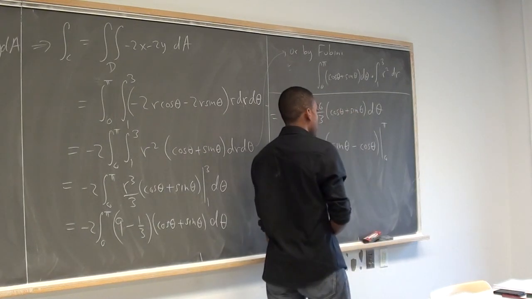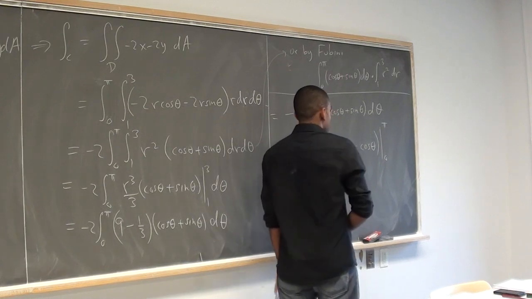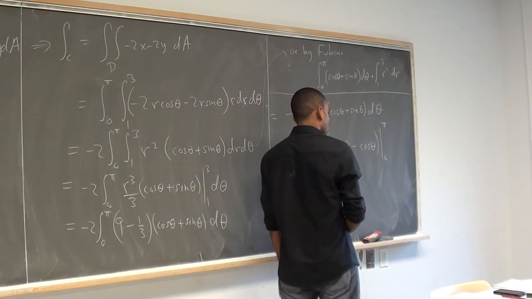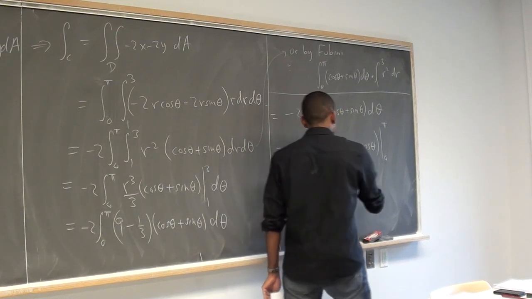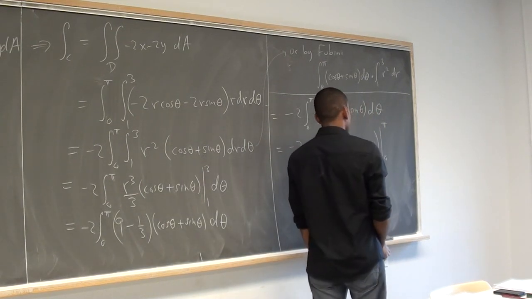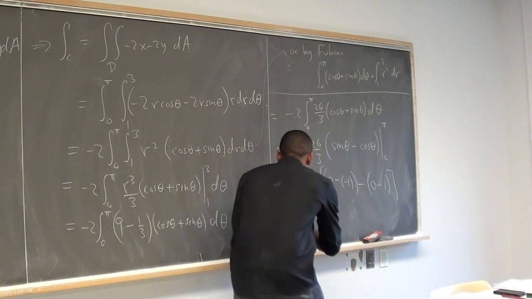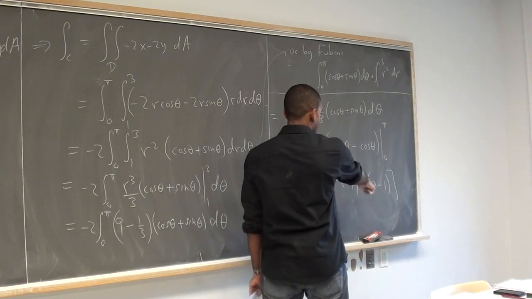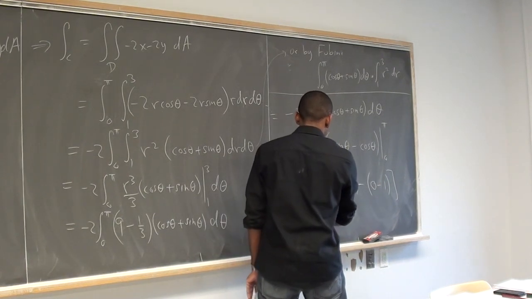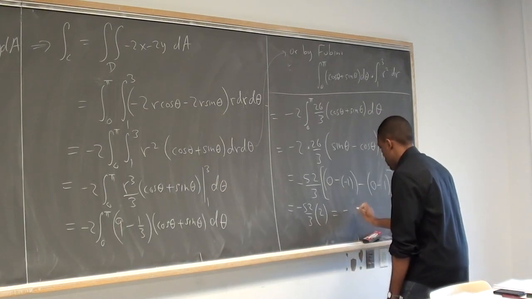And if I plug in pi into sine, what do I get? 0. Pi into cosine? Negative 1. Plug in 0 into sine, 0. 0 into cosine, 1. So this is 1 plus 1, right? That's just 2. And so we have minus.